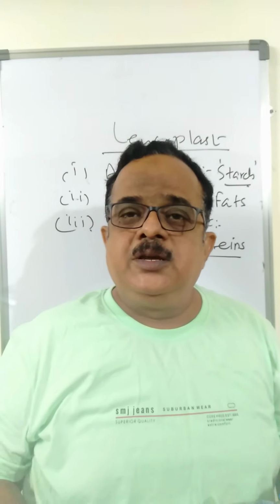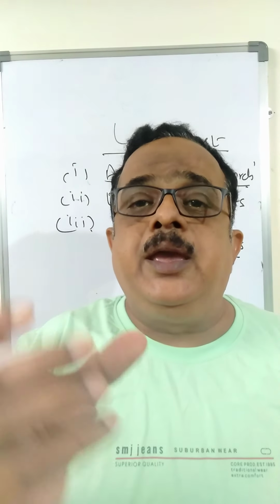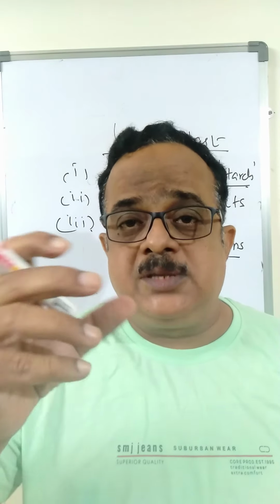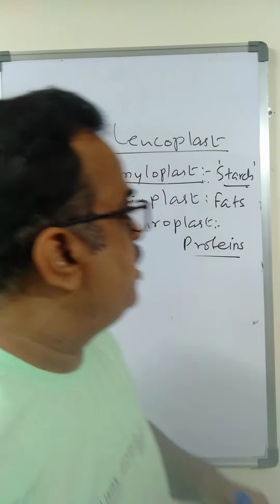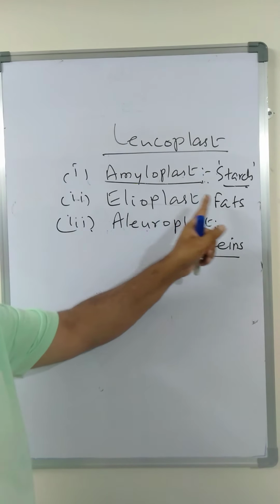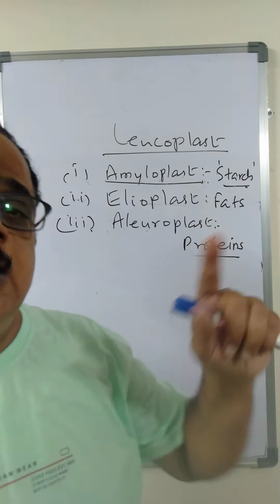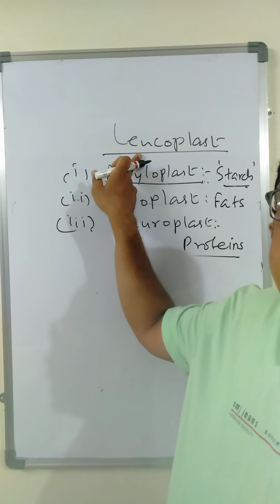Aleuroplast, you might have come across the aleurone layer. The seed is covered by the aleurone layer, which means a proteinaceous layer. So amyloplast stores starch, elaioplast stores fats, and aleuroplast stores proteins. This is the first type of plastid, which is leucoplast.